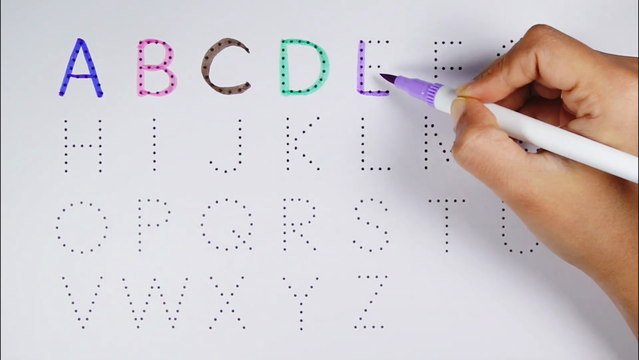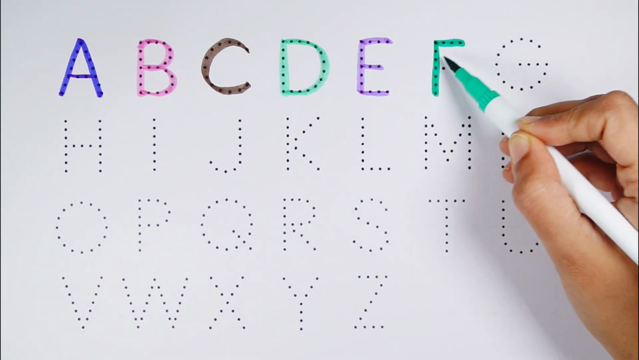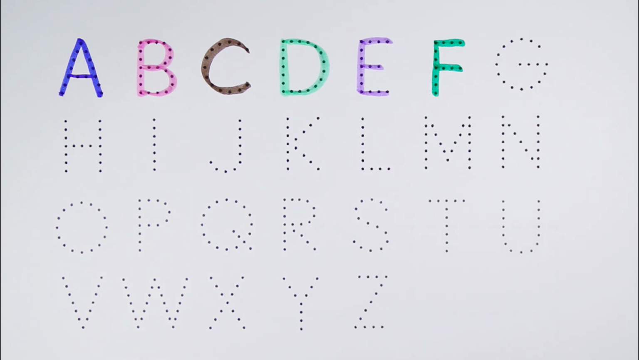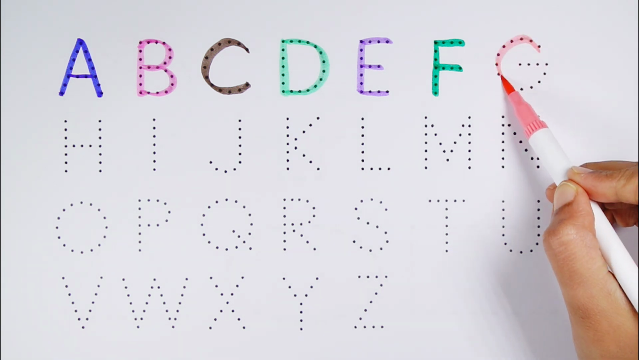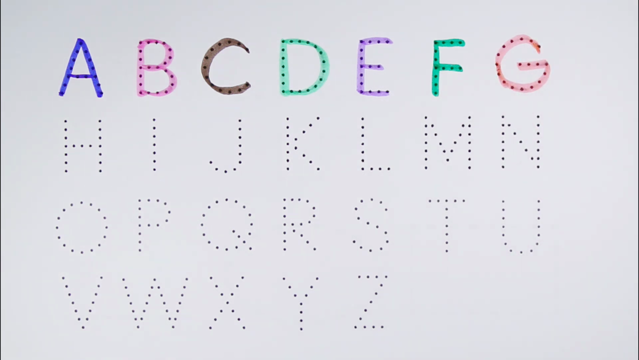Drumstick. E for eggplant. Eggplant. F for fish. Fish. G for grapes. Grapes.